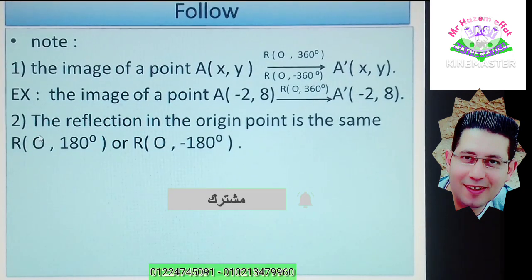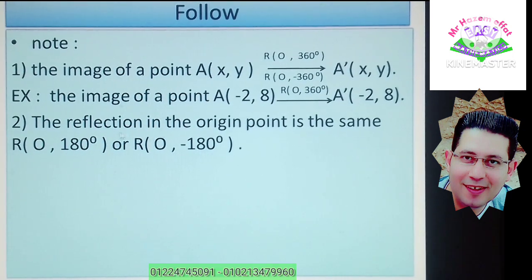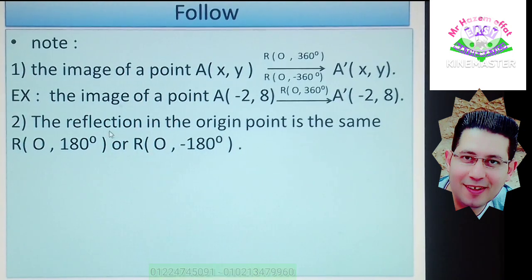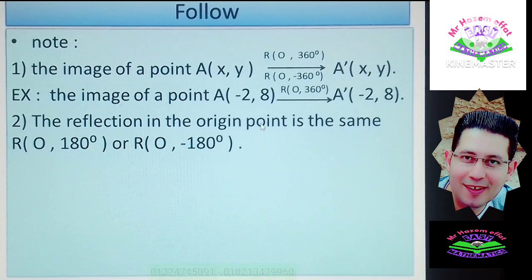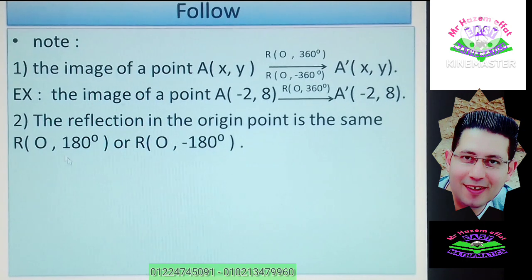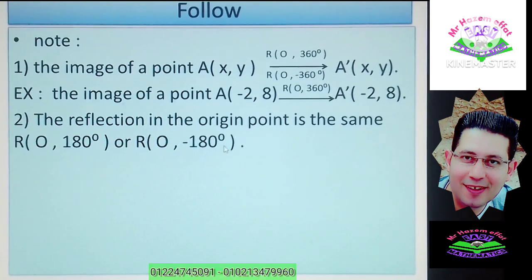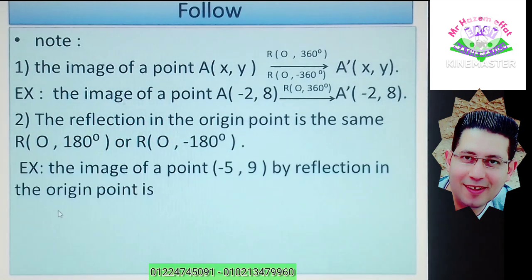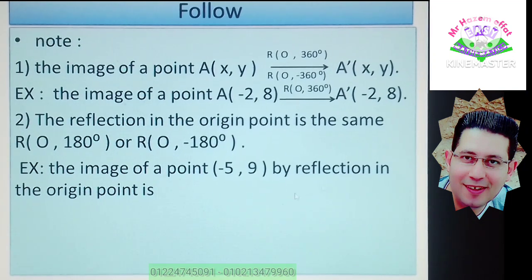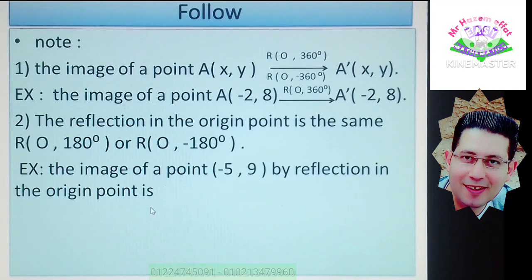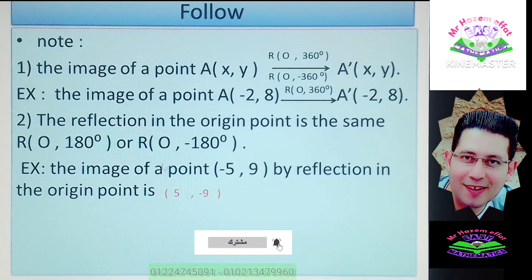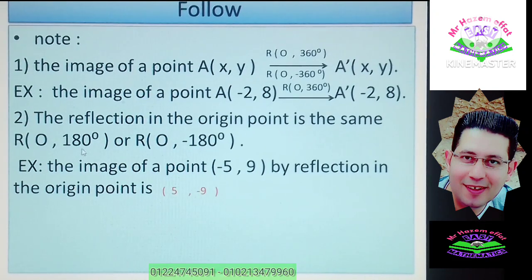The second note: we have studied reflection before, the reflection in the x-axis and in the y-axis. But in this part, we're going to talk about the reflection in the origin point. It is the same as rotation around the origin point with angle 180 degrees or negative 180 degrees. Both of them are the same. Example: if I'm asked for the image of a point (-5, 9) by reflection in the origin point, what will it equal? We only change both signs, as we have studied before in the rotation of 180 degrees or negative 180.